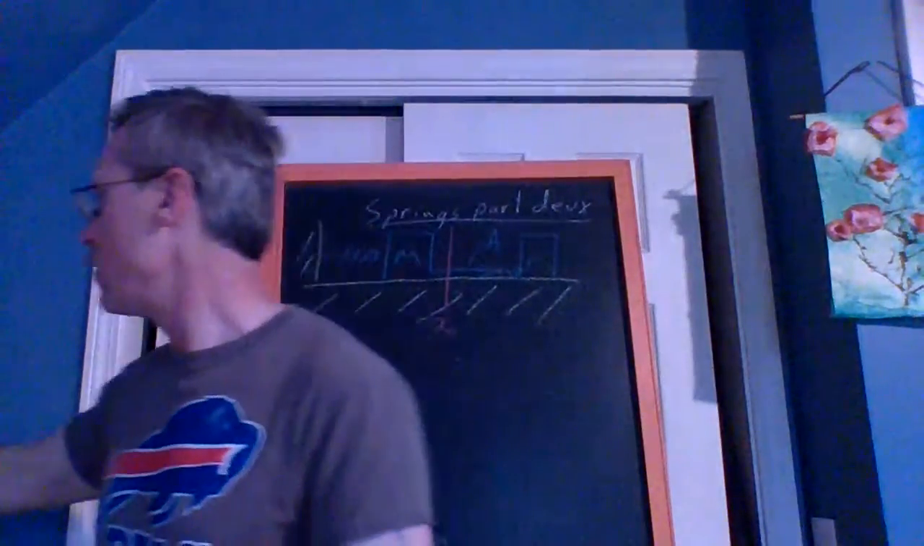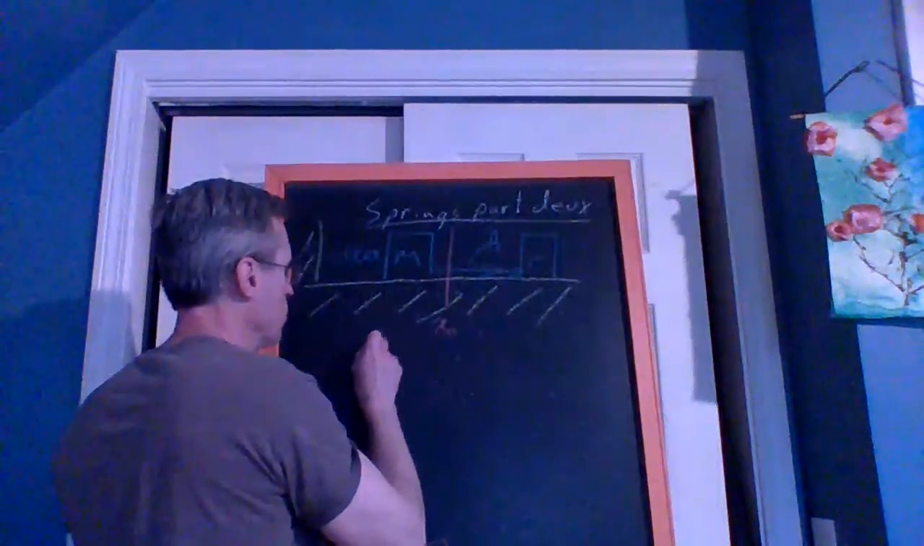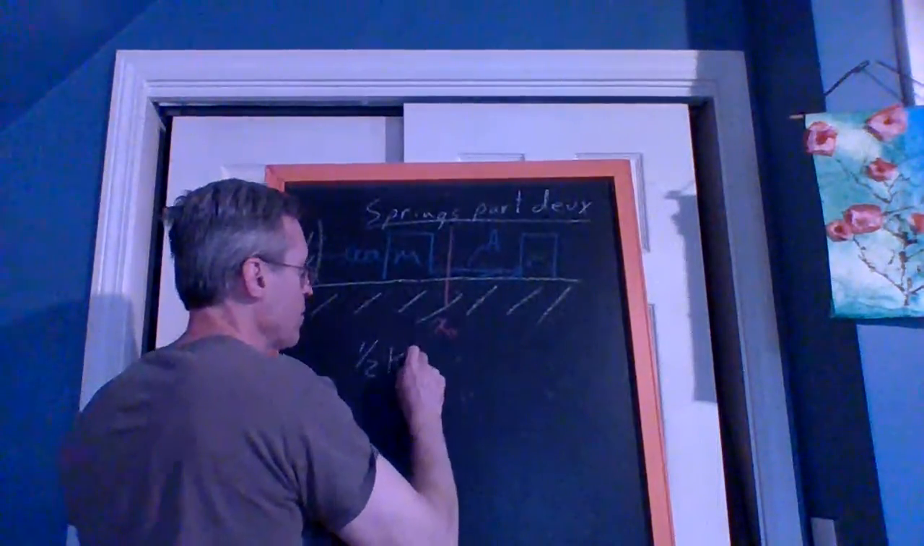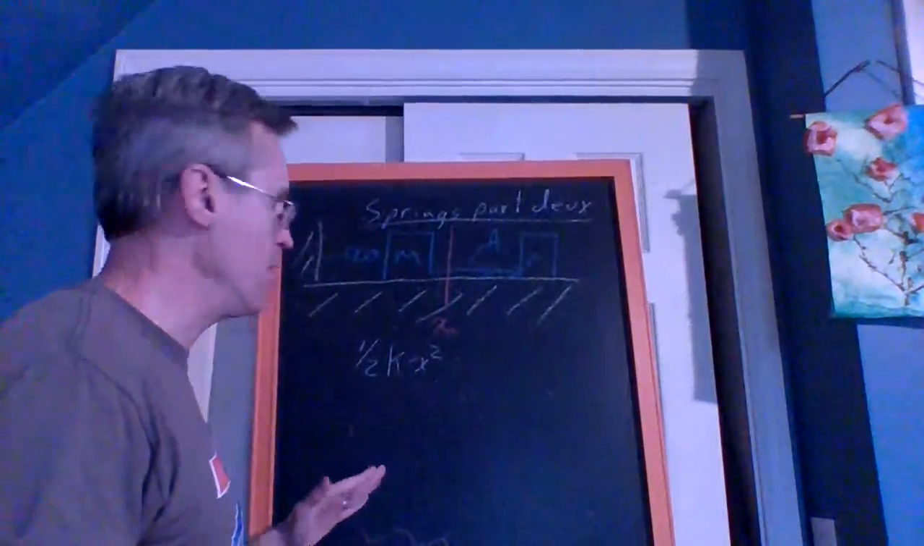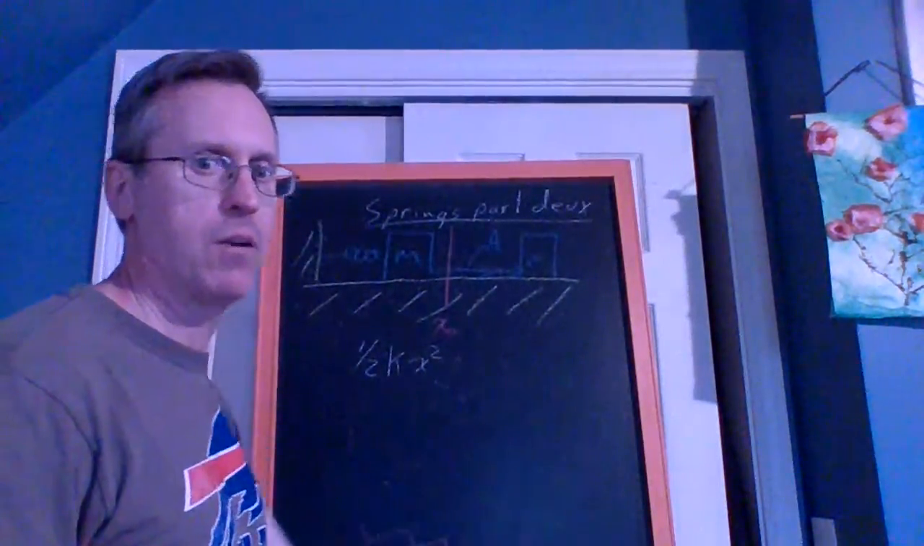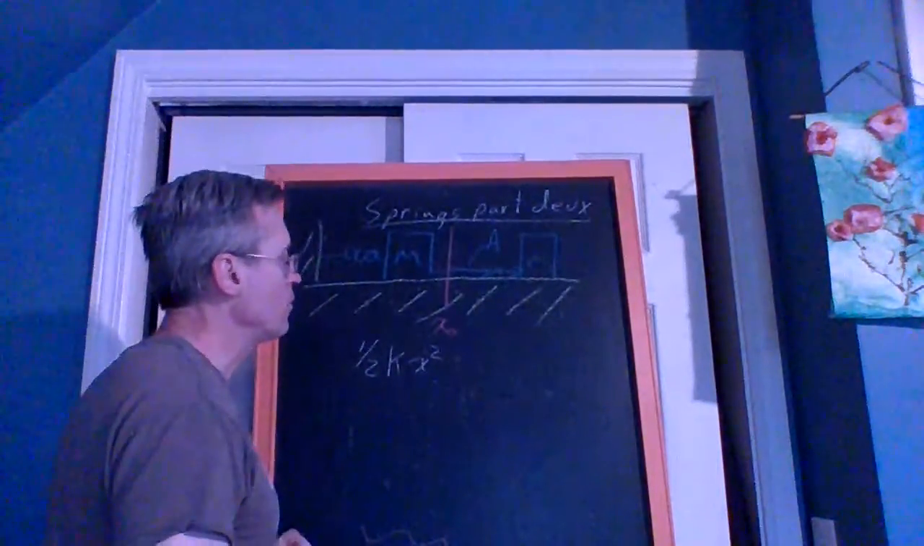In the other video, I talked about the potential energy stored in this system, and that the energy is 1/2 kx squared. That comes from the graph of force of a spring versus how much you stretch it, and k is the spring constant. So let's look at that.